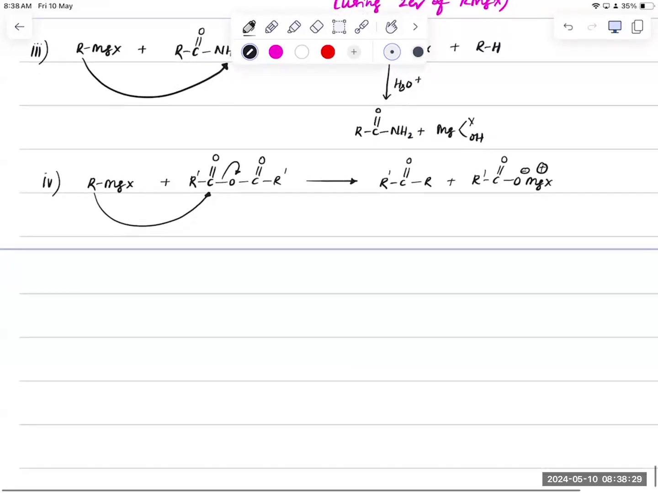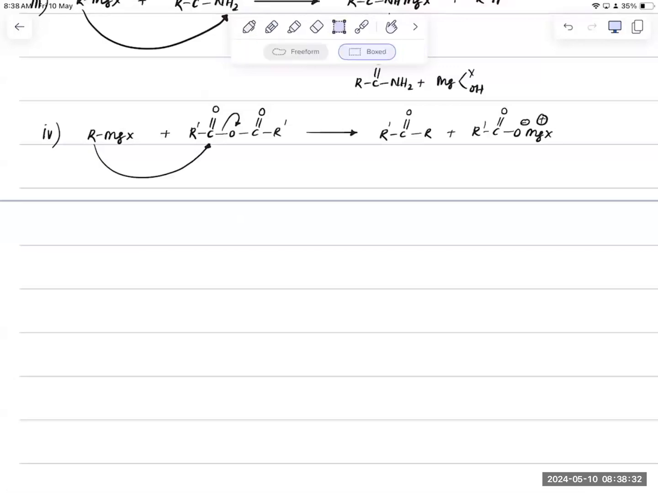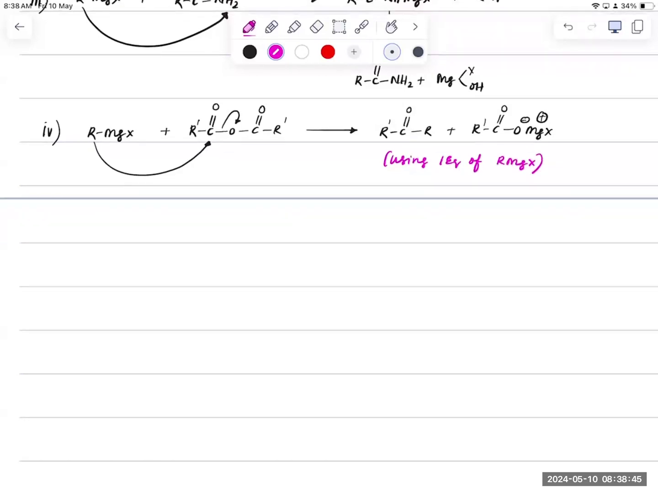And if you deal with one more mole here, this will again react. If the question is only one equivalent of RMgX, students, you'll end up here only. You will not go for the further reaction. But if nothing is specified, you will react once again with R'C=O R, and you'll get R'CR R with O minus MgX plus.